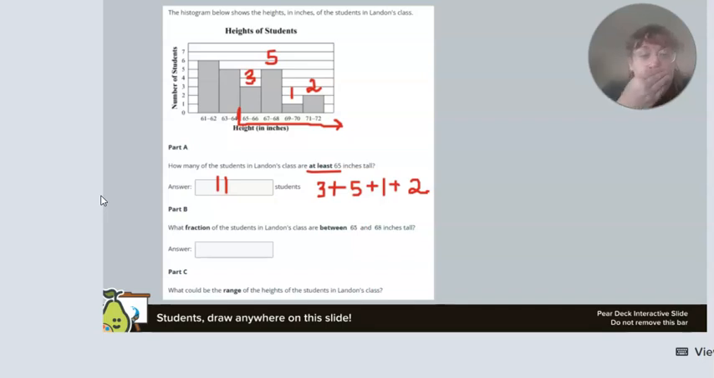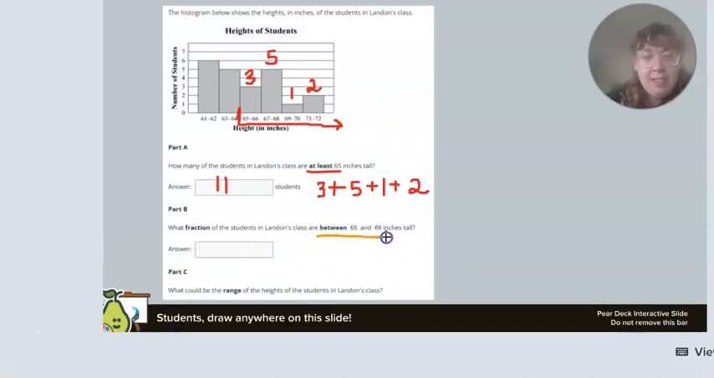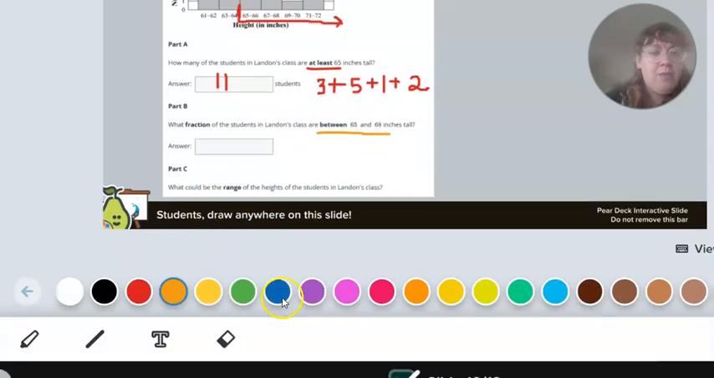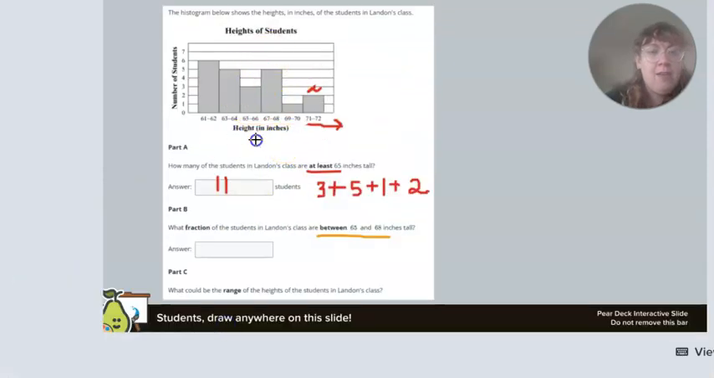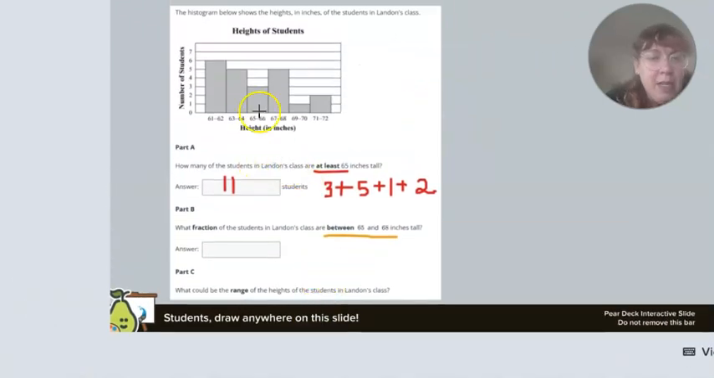What fraction of students in Landon's class are between 65 and 68? So 65 and 68, let me erase what I have here. Get my pencil. Between 65 and 68, we want to look at these 2 bins. Those 2 bins have 3 students and then 5 students. So there's 8 students that are between 65 and 68 inches.